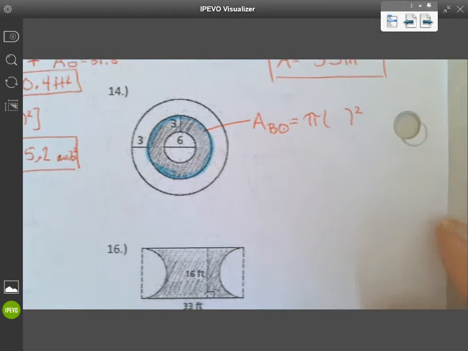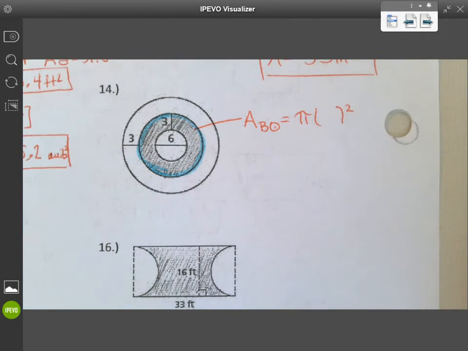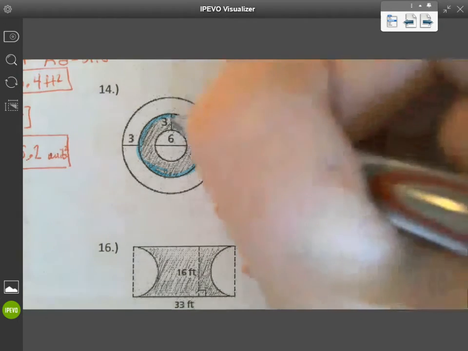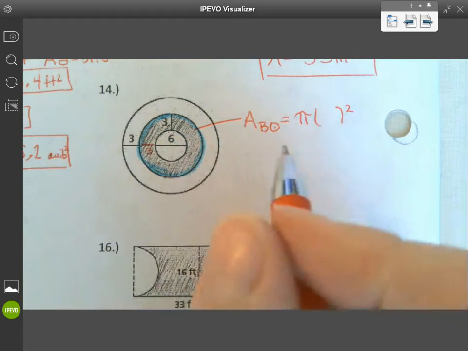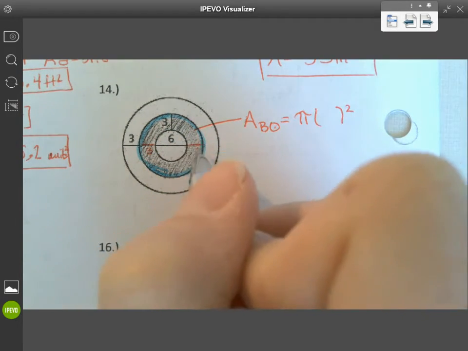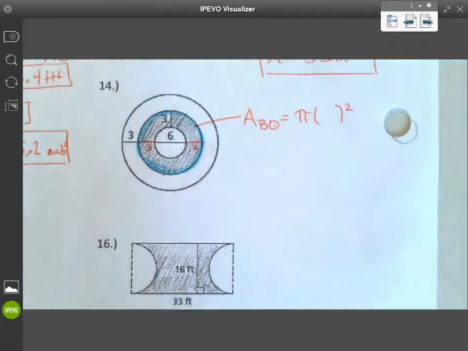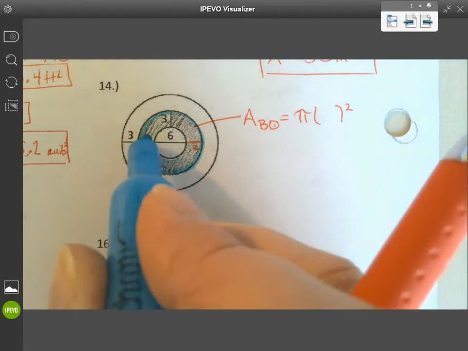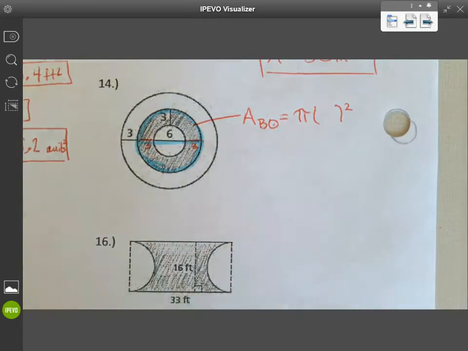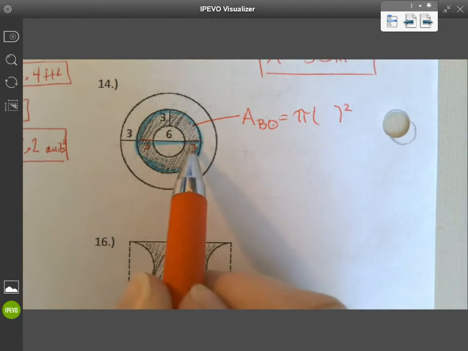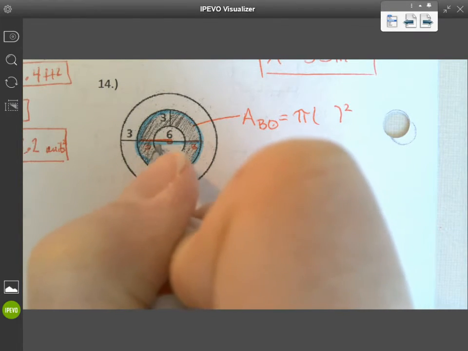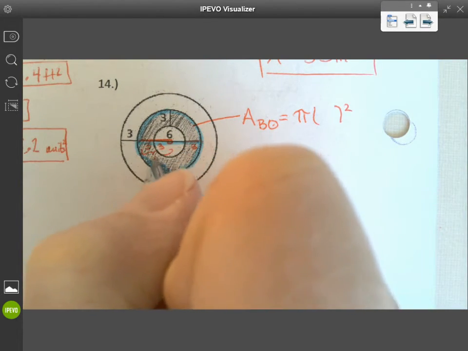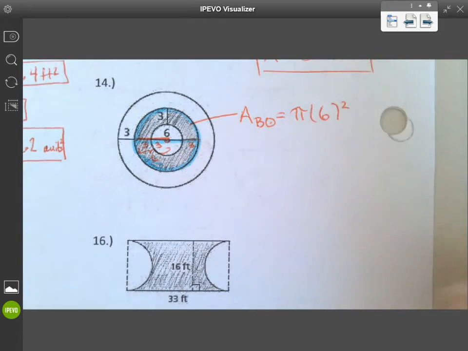What's the radius, guys, of the big circle? Well, if from here to here is 3, isn't this also 3? Well, okay, the diameter is 12. So do you see that idea? From here to here would be a 3, a 6, and a 3. That's 12. I only want from here to here. So this would be 6. That's the radius of the big one.